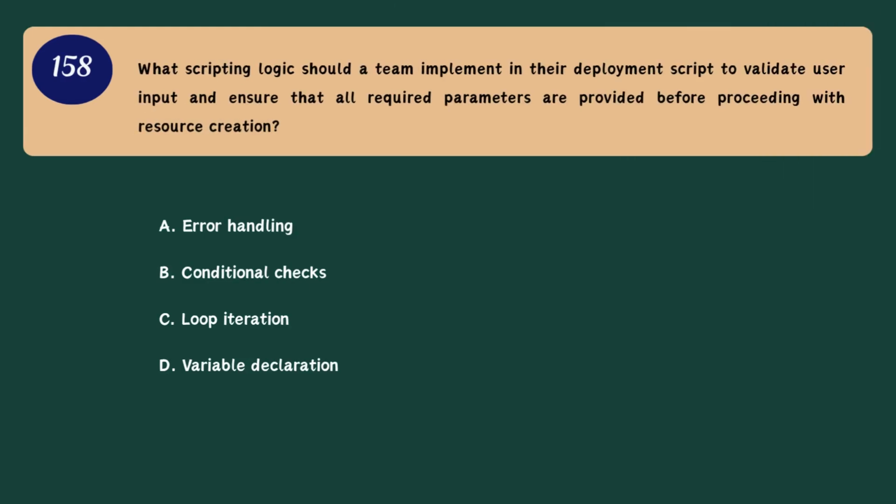Question 158. What scripting logic should a team implement in their deployment script to validate user input and ensure that all required parameters are provided before proceeding with resource creation? A. Error handling. B. Conditional checks. C. Loop iteration. D. Variable declaration.